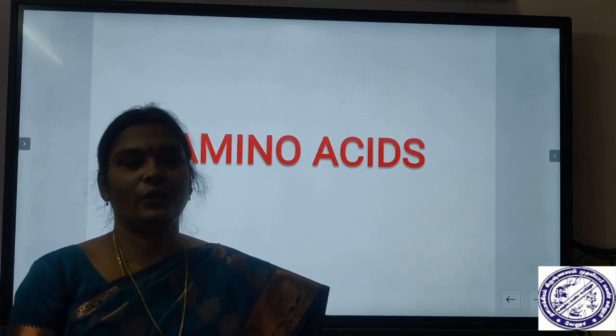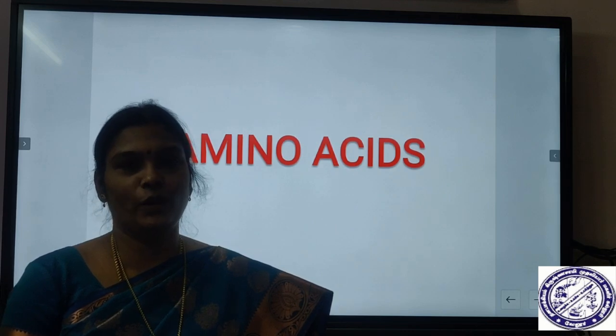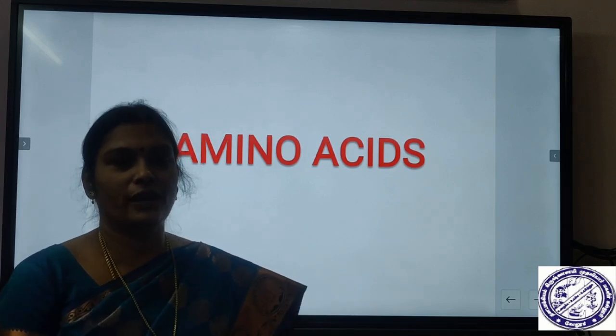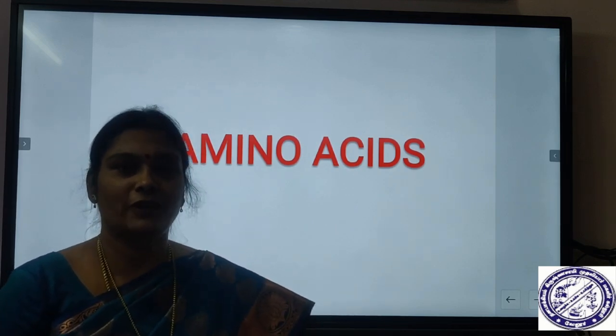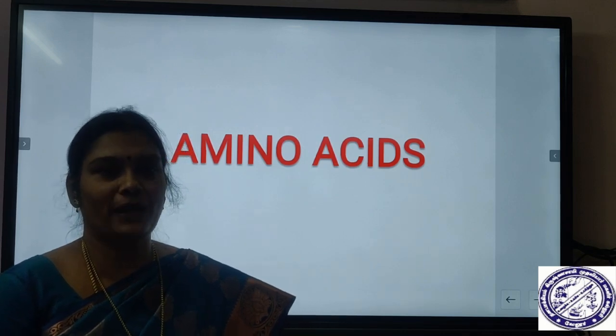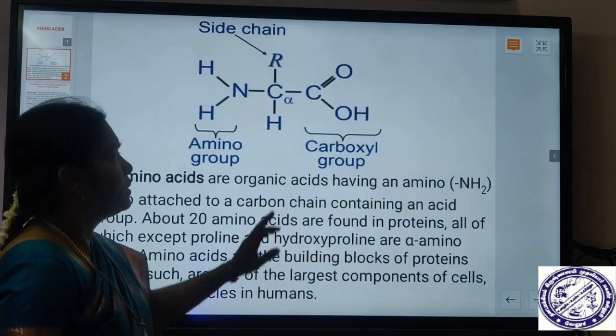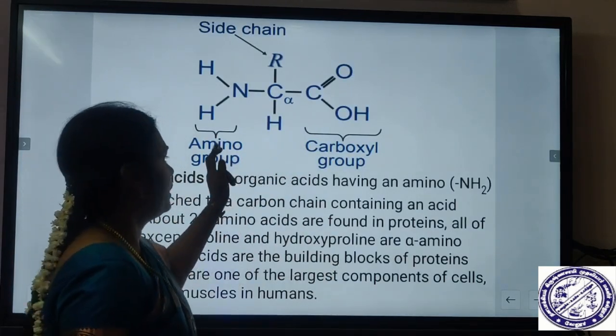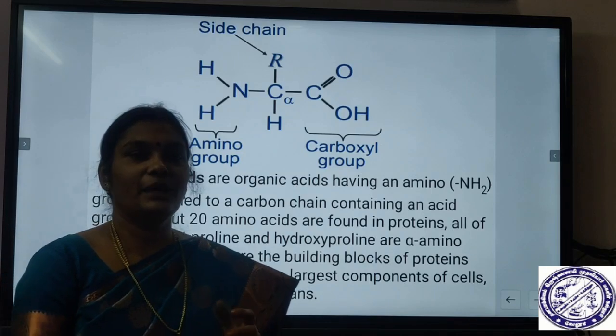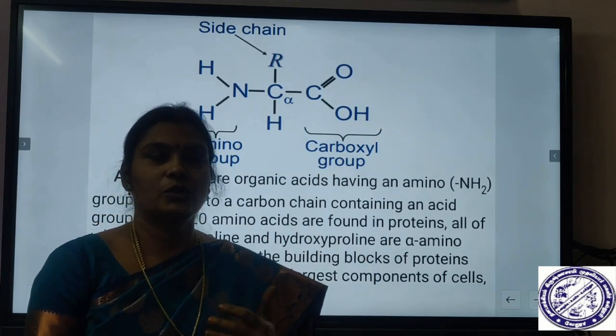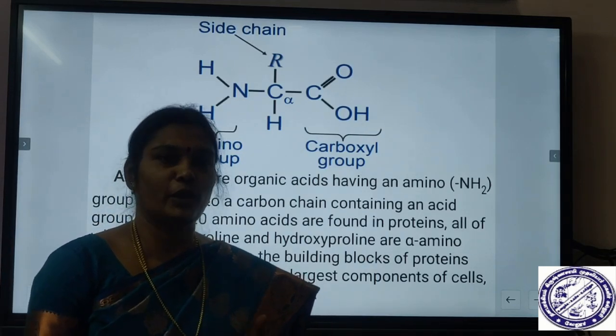So in this session we are going to see about the basics of amino acids. Amino acids are the organic compounds which contain functional groups such as the amino group as well as the carboxyl group. So here we have a carboxylate and here we have an amino group. They are the basics of proteins. The basic unit of proteins are amino acids.